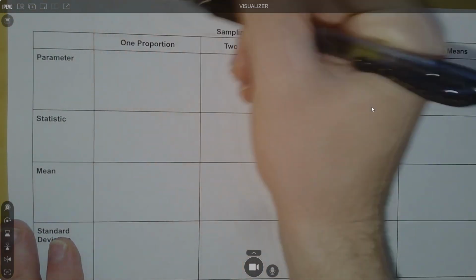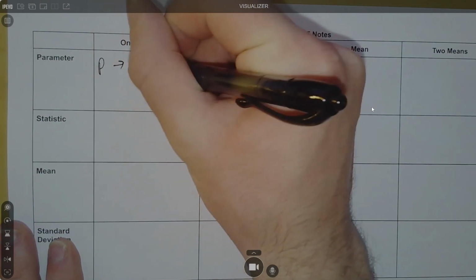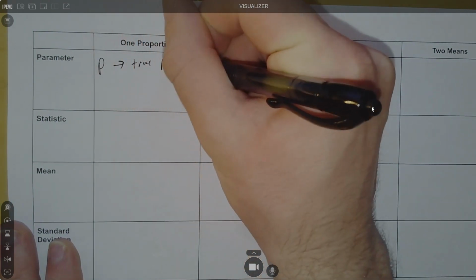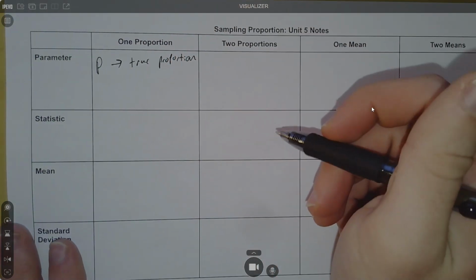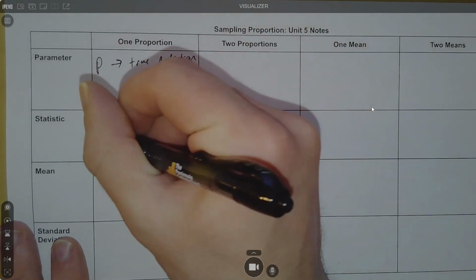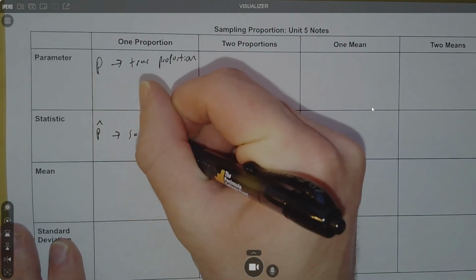The parameter of a 1 proportion is p. This would be the true proportion. The statistic for 1 proportion would be p hat. This would be the sample proportion.